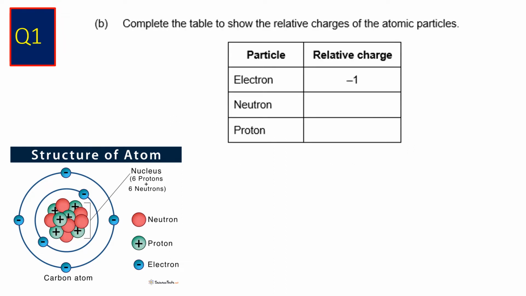B. Complete the table to show the relative charges of the atomic particles. Particle charge, relative charge, so electrons have a -1 charge. What charge do neutrons have and what charge do protons have? Again, the diagram might help you here.